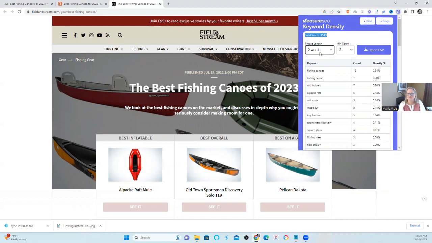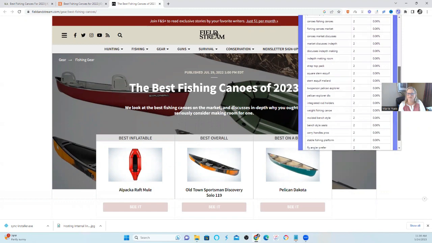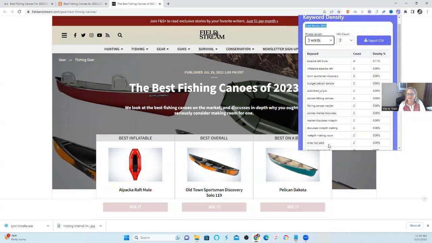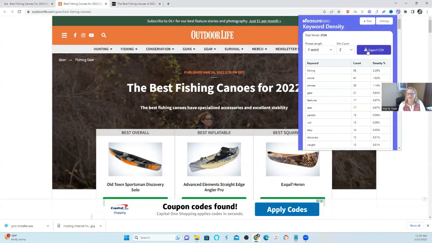And then you can look at 2-word combinations, 3-word combinations, because another one is best fishing canoes. That would also be important to take a look at to see if they said it and how many times they said it. And then you can even export this to CSV if you wanted to, so that maybe you're looking at more words than just fishing canoes. A lot of times I'll look to see how many times they said rod holders, because it's at the top. And a lot of times I will shift rod holders underneath the most important word.